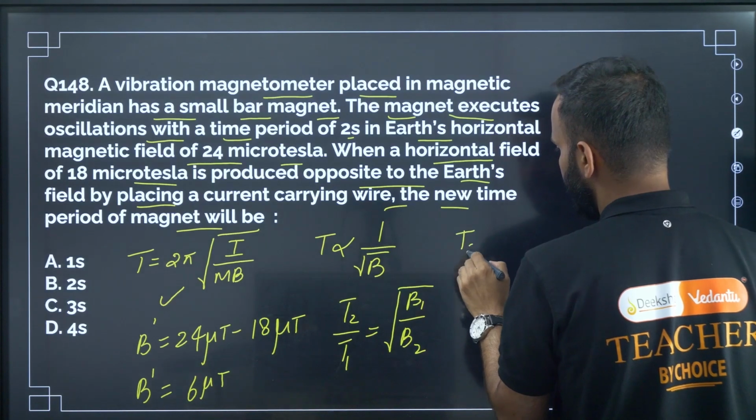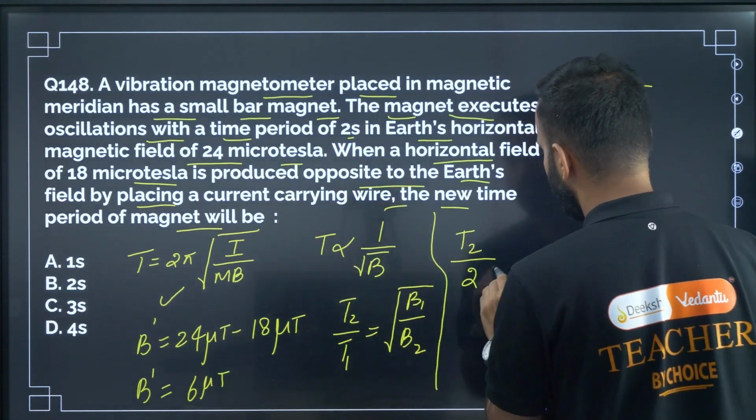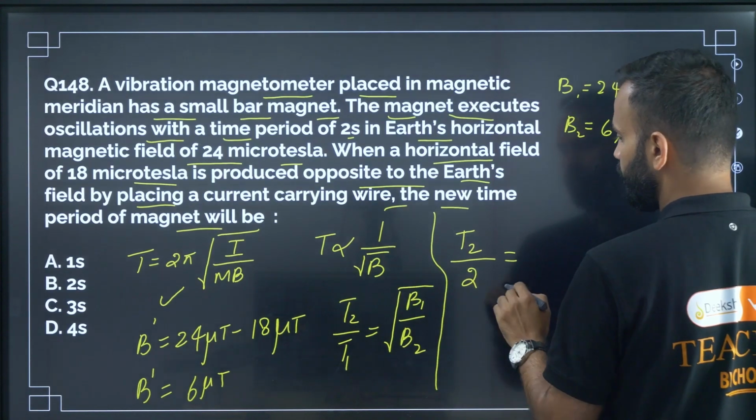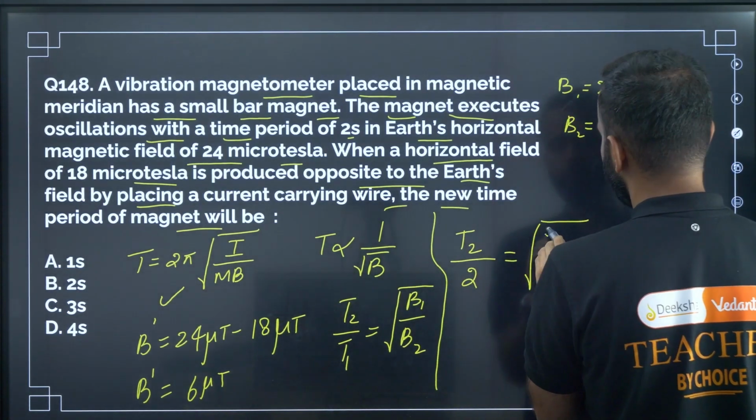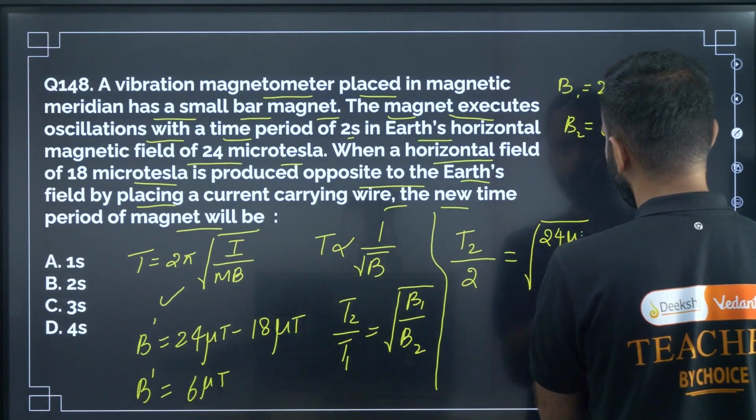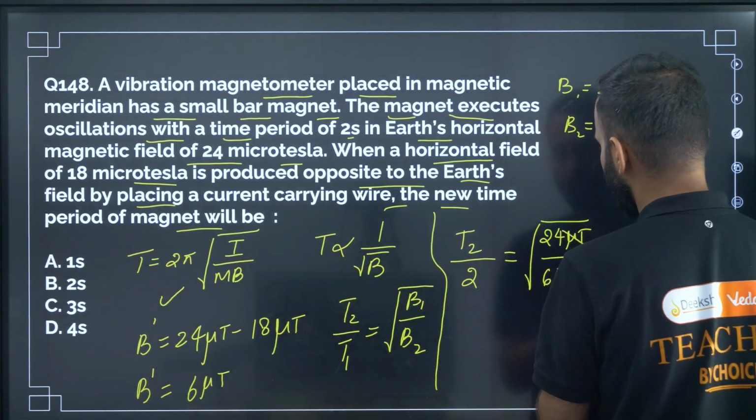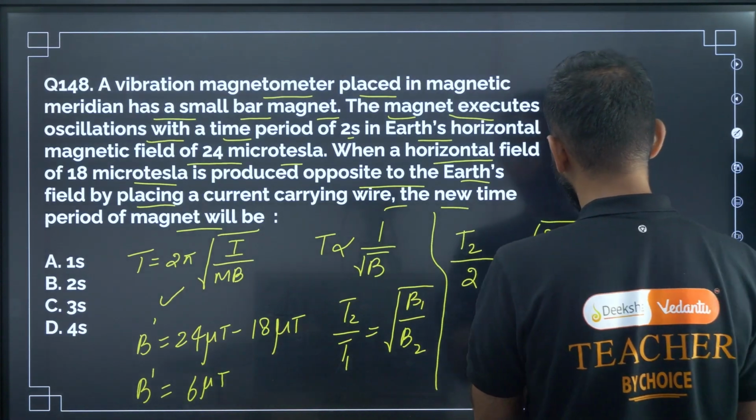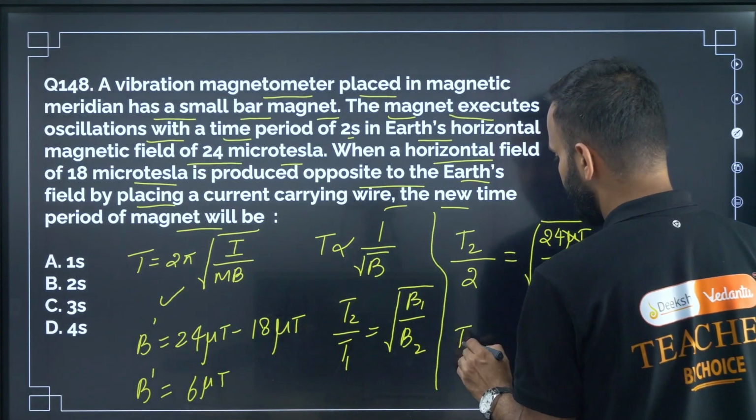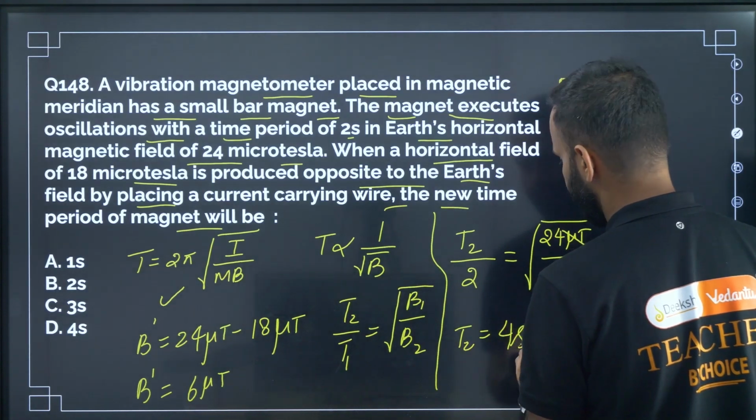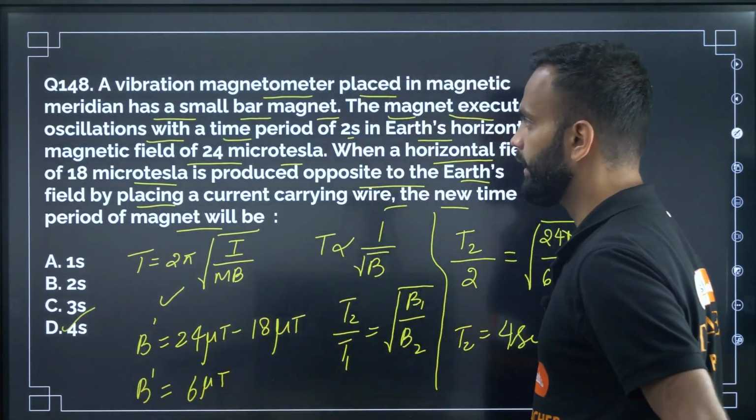Now T2 divided by T1, T1 is 2 seconds. So T2 by 2 is equal to root of B1, which is 24 microtesla, divided by B2, which is 6 microtesla. So microtesla will get cancelled. 24 by 6 is 4, right? Root 4 is 2. So T2 is equal to 4 seconds. So the correct option is D.